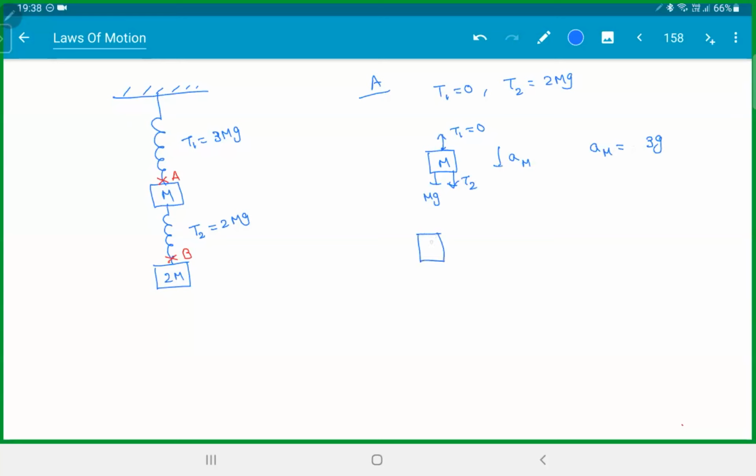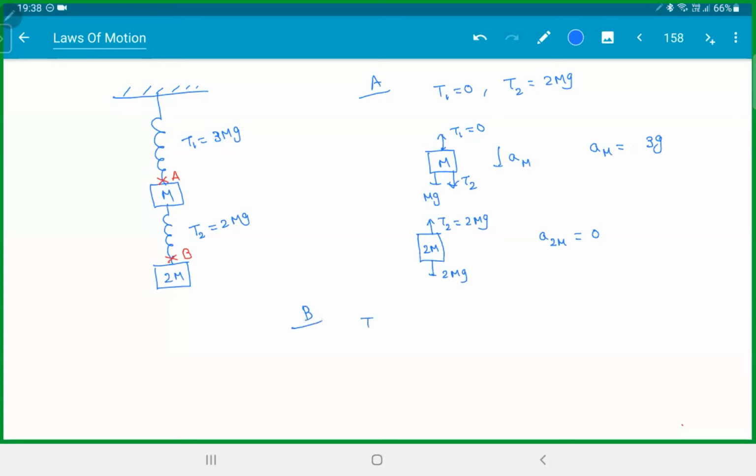Whereas for the 2m block, this is T2, which is 2mg. The weight is also 2mg. So 2m will say, I don't know what is happening. It is at rest. It doesn't care. That's how you do it. Same thing if you do for B.